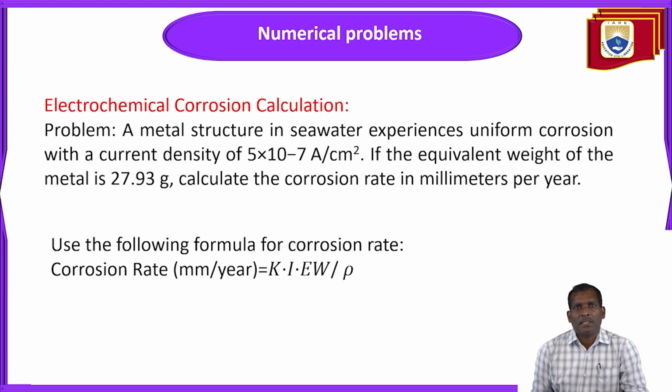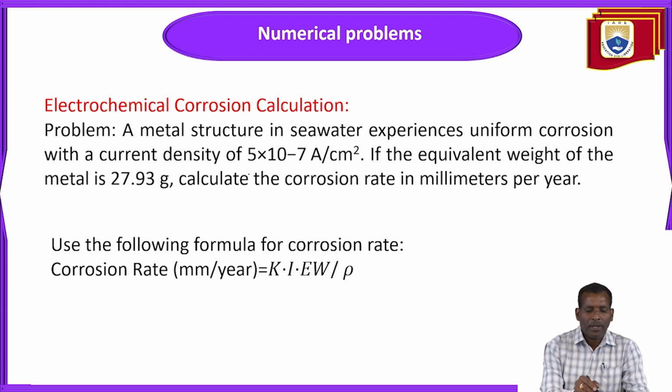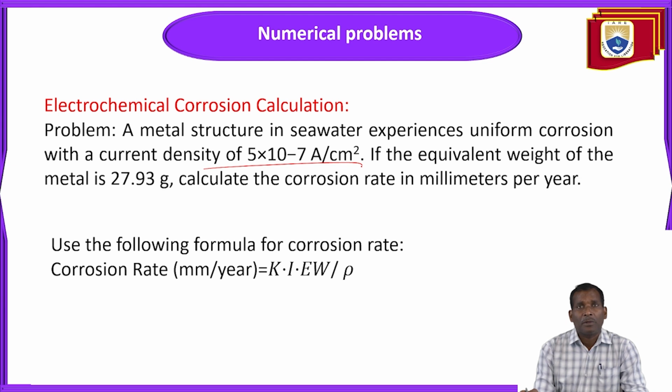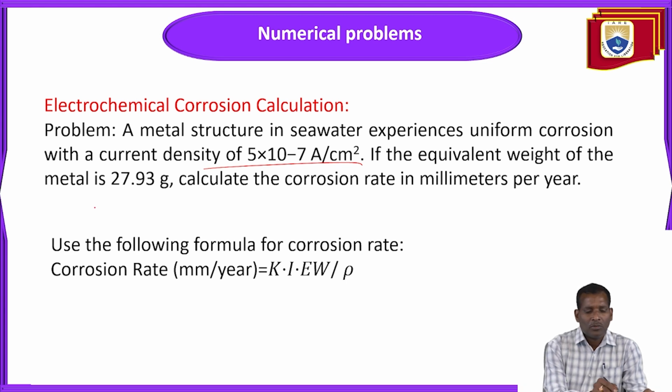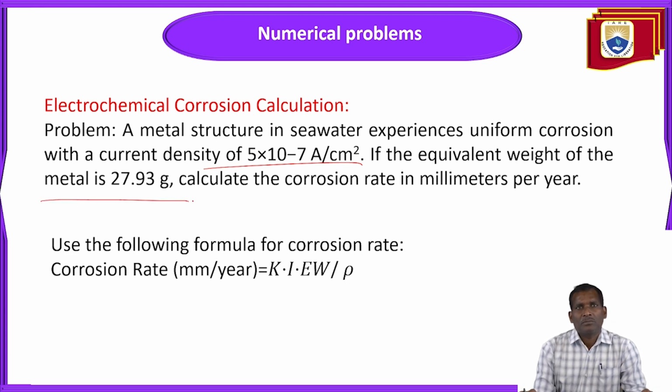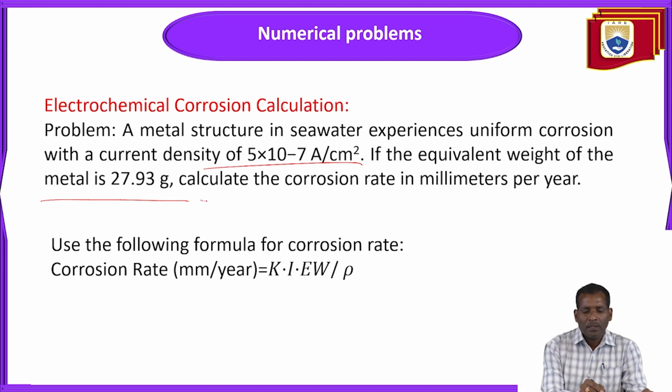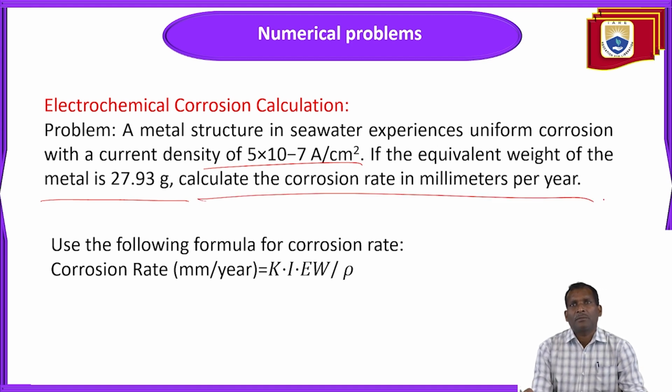Electrochemical corrosion calculation. So a metal structure in seawater experiences uniform corrosion with a current density of 5 into 10 to the power minus 7 ampere per centimeter square. If the equivalent weight of the metal is 27.93 gram, calculate the corrosion rate in millimeters per year.